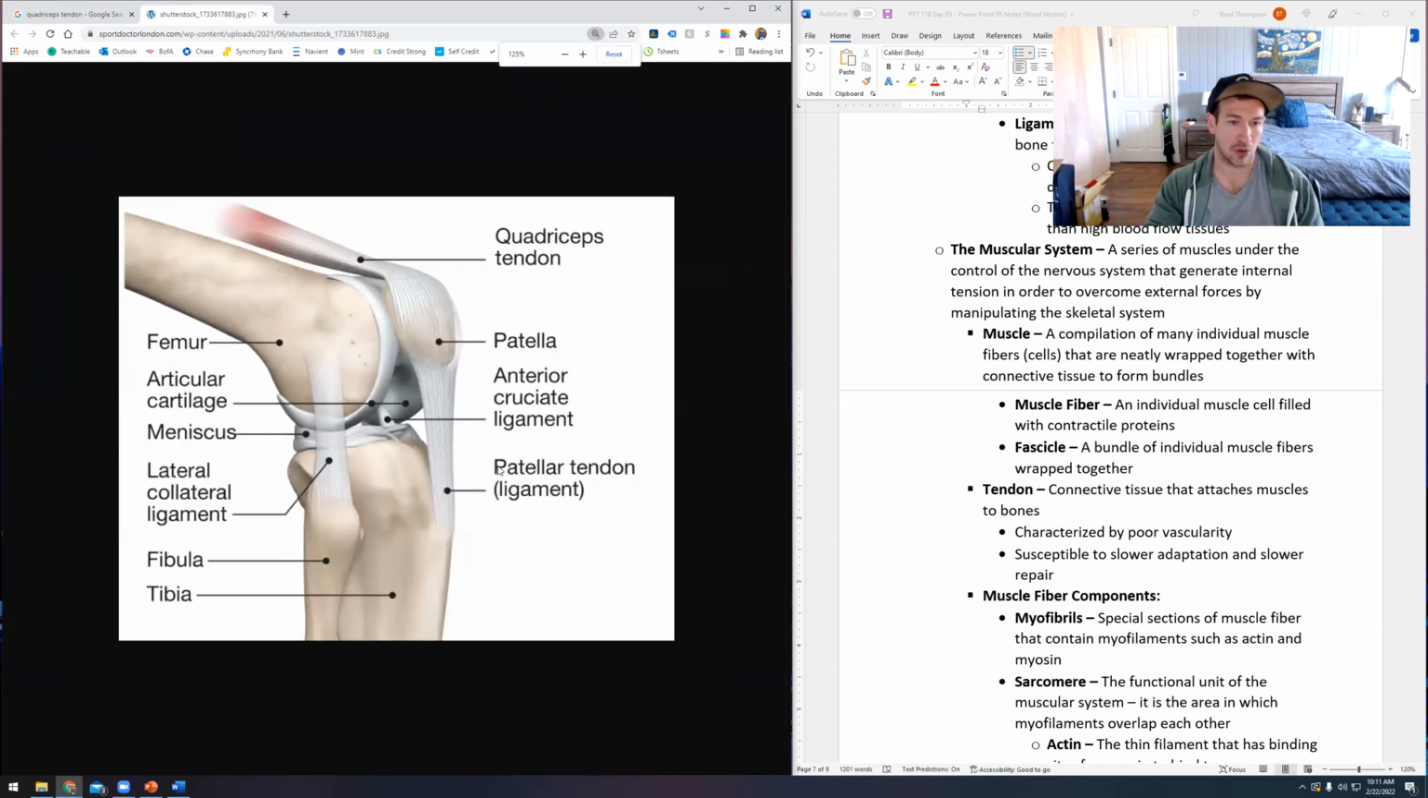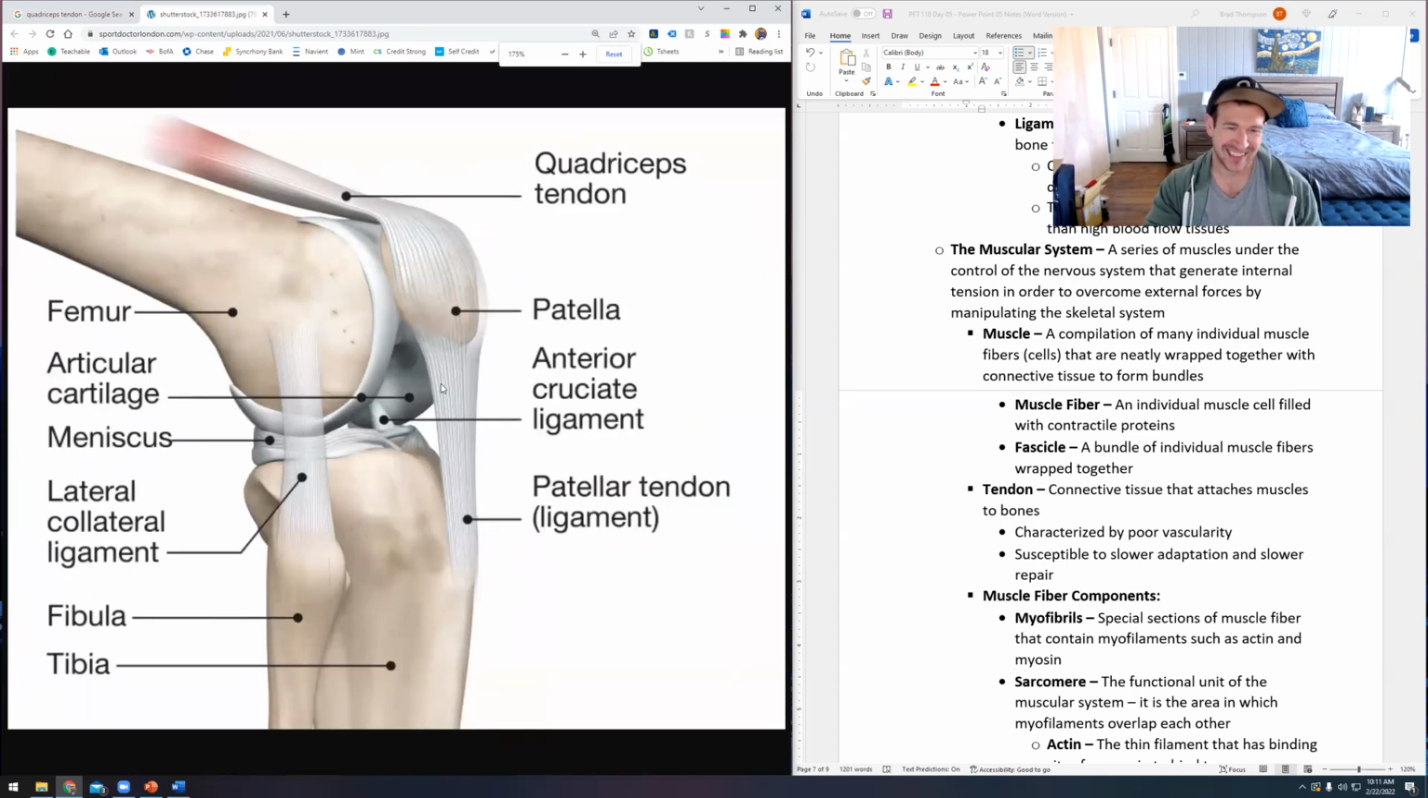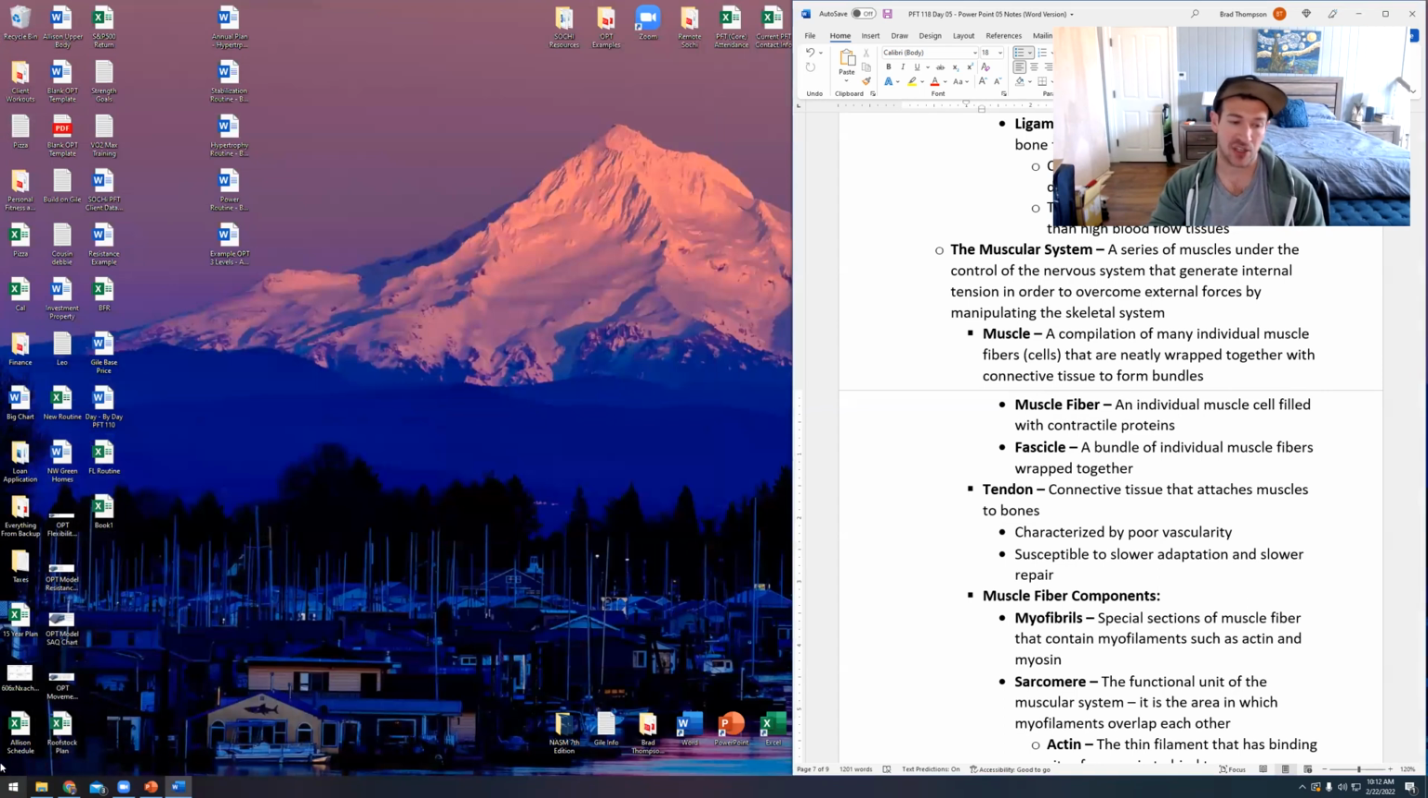Honestly, this picture is so much better than the one in our PowerPoint slides. So you can see there's the tendon, right? Looks very similar to the ligament over here. That's the LCL ligament we were talking about a minute ago, right? Bone to bone, muscle to bone, right? So tendons attach your muscles to your bones.